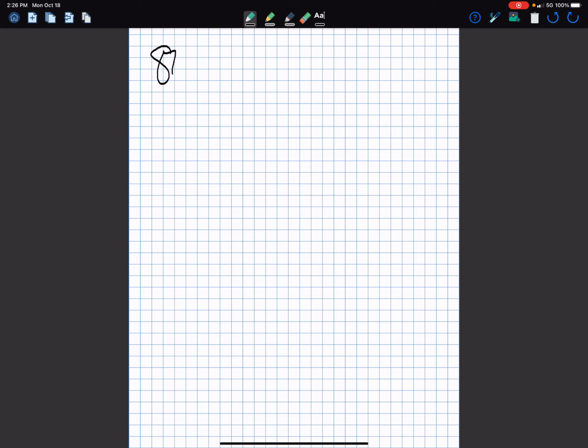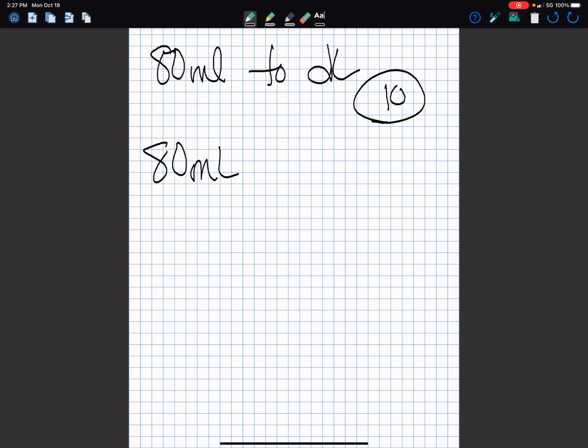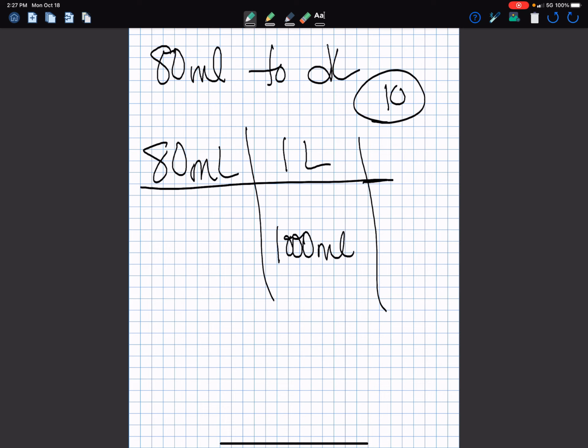Okay, 80 milliliters to deciliters. Remember, deci is 10. So 80 milliliters. Now remember, I go back to the base, so I want to get rid of my milliliters. 1,000 milliliters is the same thing as 1 liter. Now I need to get to deciliters, right? So I need to get rid of my liters. So 1 liter has 10 deciliters.